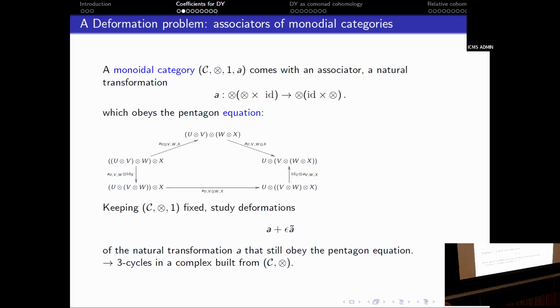And I'm formulating the deformation problems in a very sloppy way. Of course, there's a much better framework. And if you want to see more about this framework and results also on deformations of tensor categories, Marcos Seto has a poster which is about to be printed, as far as I understand.